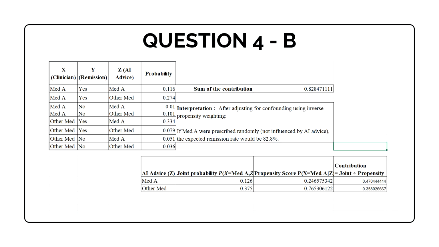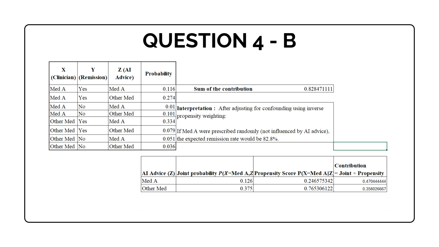This slide shows the calculation for the second part, where we remove the bias using inverse probability weighing. From the table, we first take the joint probabilities where Med A was prescribed and the patient went into remission, grouped by each of the AI advice. For AI advice Med A, the joint probability is 0.116, and for AI advice other med, the joint probability for that is 0.274.